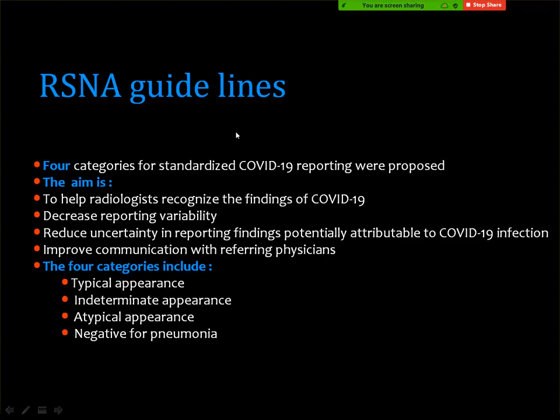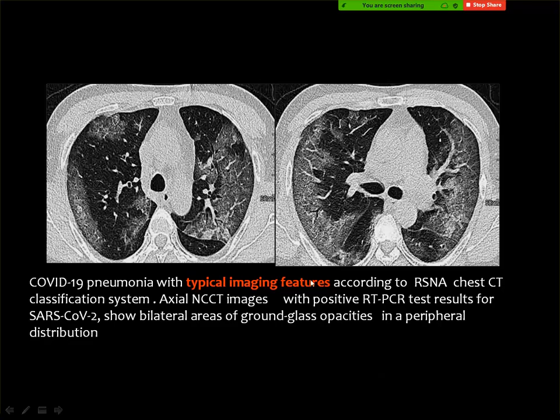But these are the recent RSNA guidelines for COVID-19. Actually, there are 4 categories standardized for reporting of COVID-19. They include the typical appearance, the indeterminate appearance, the atypical appearance, and the normal finding, which is negative for COVID-19 pneumonia. Then this is considered the typical appearance, where you see ground glass patches peripherally located more towards the lung bases.